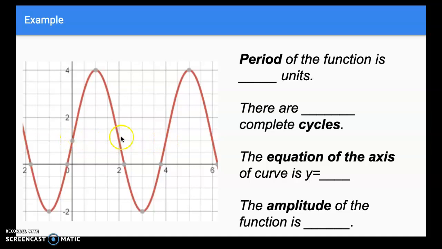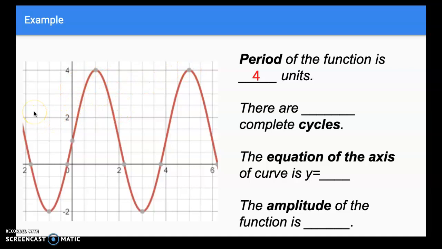You do not have to use that method. You can use a peak to peak distance, for example. I kind of like doing that one because it's very easy to see where the peaks are. So this peak happens at 1 and this one happens at 5, and the distance between 1 and 5 is 4. So the period of this function is 4.